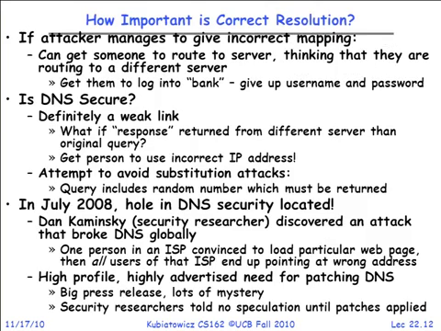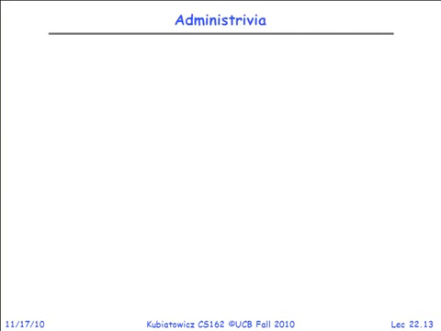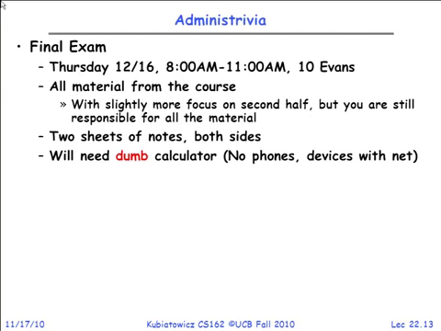Good. So, Administrivia. Final exam coming up. It's actually in 10 Evans. And you need a dumb calculator to do calculations, but no cell phones, no devices with networks. If your calculator looks like it might talk back at the TAs, it probably won't be allowed. So find yourself a little four-banger scientific something or other. And I'm giving you several weeks to do so. I know it's old school, but I'm sure you can find one somewhere.